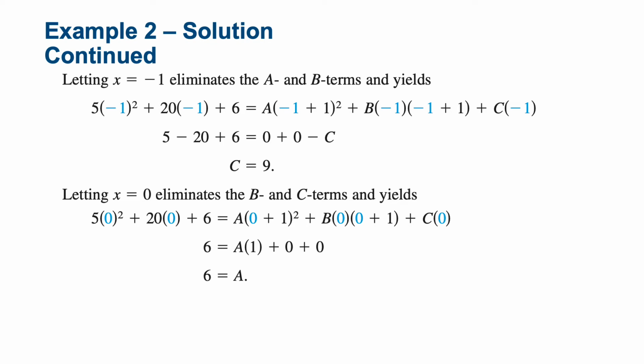What if I let x equal 0? Well, that eliminates the B and C terms, and it gives me A. So I have 5 times 0 squared plus 20, just plugging in 0. I get 6 on the left-hand side, and then the B term cancels out, the C term cancels out, and I'm just left with A. So A is equal to 6. Already by plugging in points, I have this.